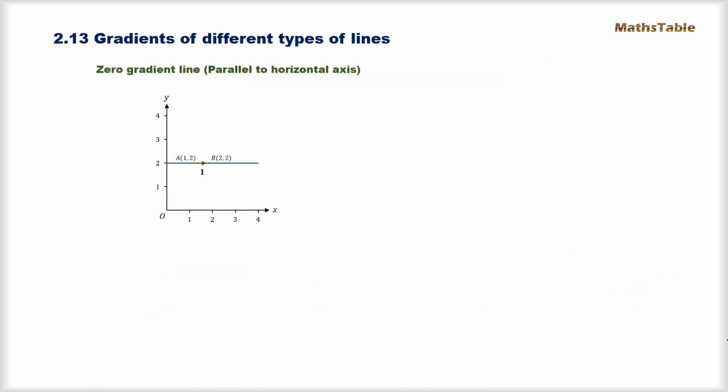Now, in addition to these lines, we also have a zero gradient line, which is parallel to the horizontal axis, such as this line. As we can see from this line, it has 2 points A and B, and as we move from A to B, we neither rise nor fall. We're neither going up nor going down. So this shows that there is a zero rise between any 2 points on a horizontal line, and hence we get a zero value of the gradient because 0 divided by any number is 0. So that's why these lines are called zero gradient lines.